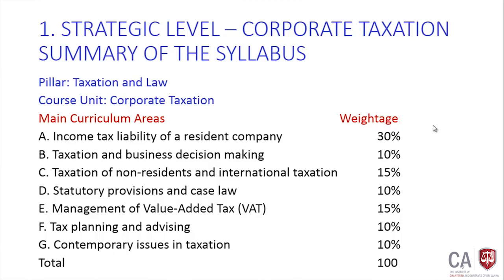Part C is taxation of non-residents and international taxation, which is 15%. Most students are reluctant to do this question, but please don't fear this area. If you can compute the tax liability of a resident person, then you can compute the tax liability of a non-resident person. It is not a gray area. In my experience in lecturing, students who don't attempt this 15% area, or fear applying it to the examination question, may fail with 46 or 47 marks.